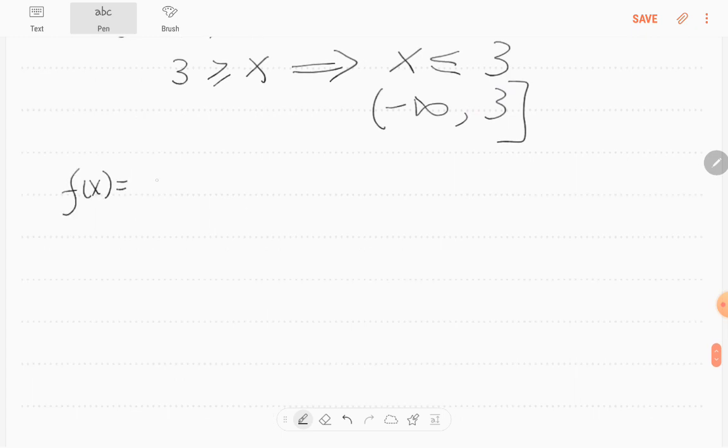Another example: negative 7x plus 7, and that's plus 9. What are the restrictions for x? Can we plug in any x? Yes, we can plug in any x, any number. There's no problem plugging in any numbers. So the domain is any x. In other words, it's from negative infinity to positive infinity, all real numbers.